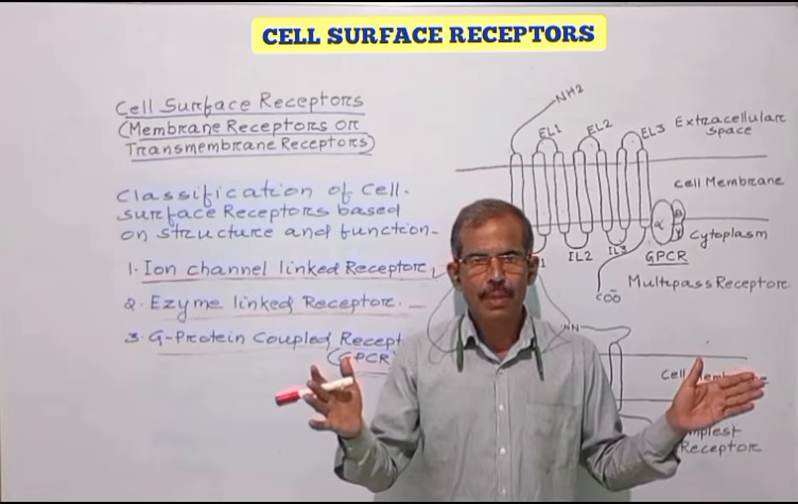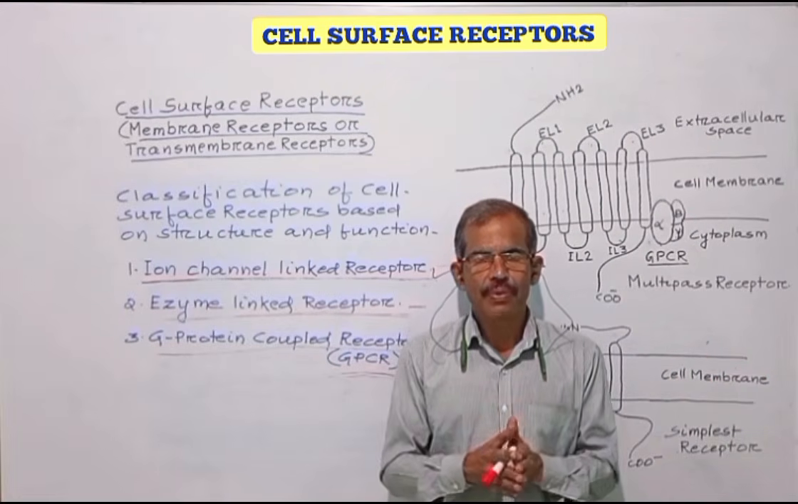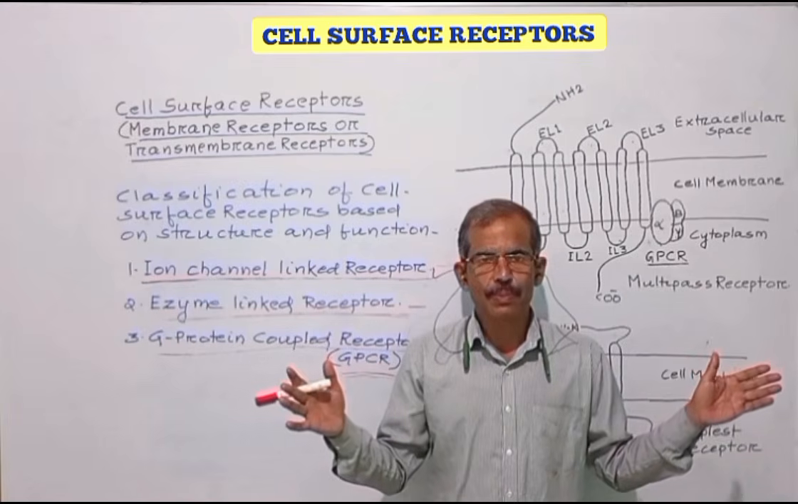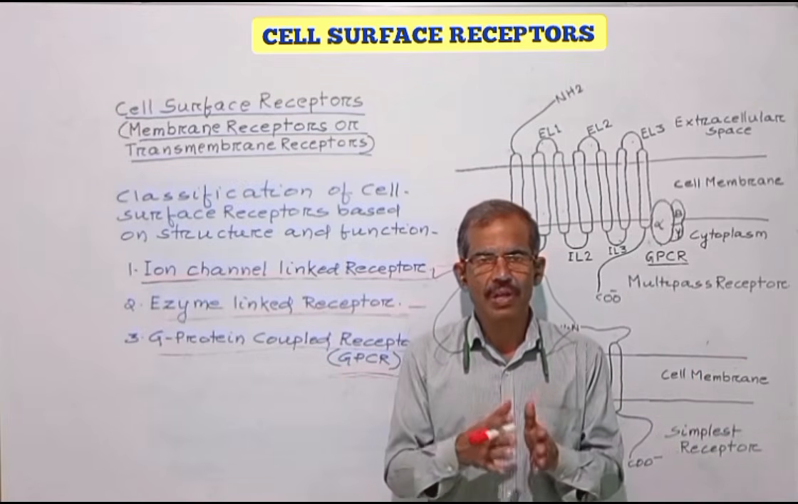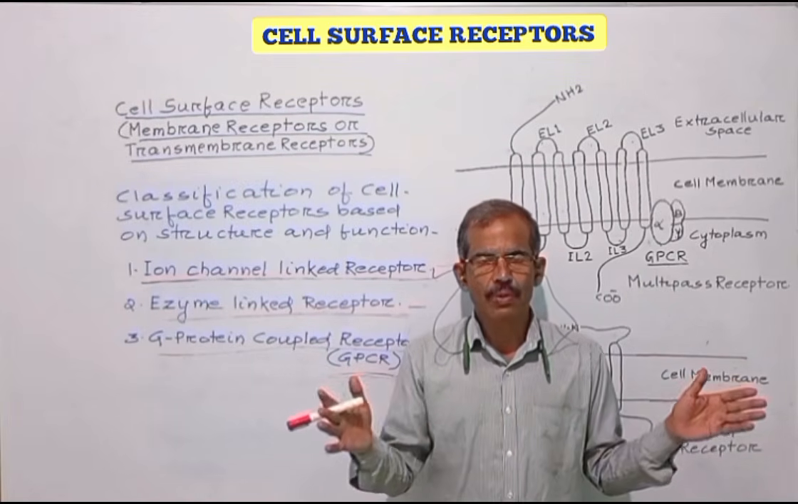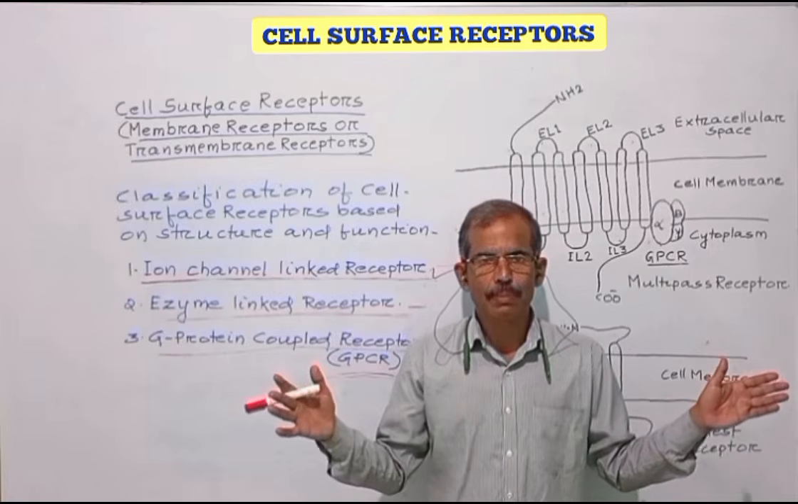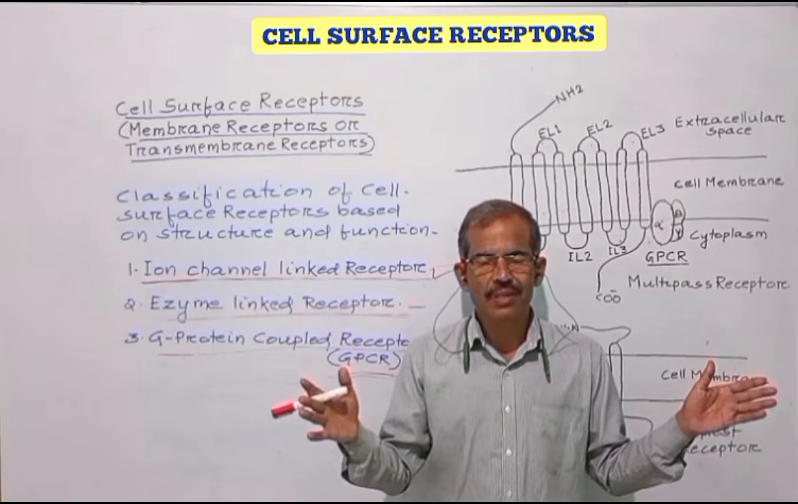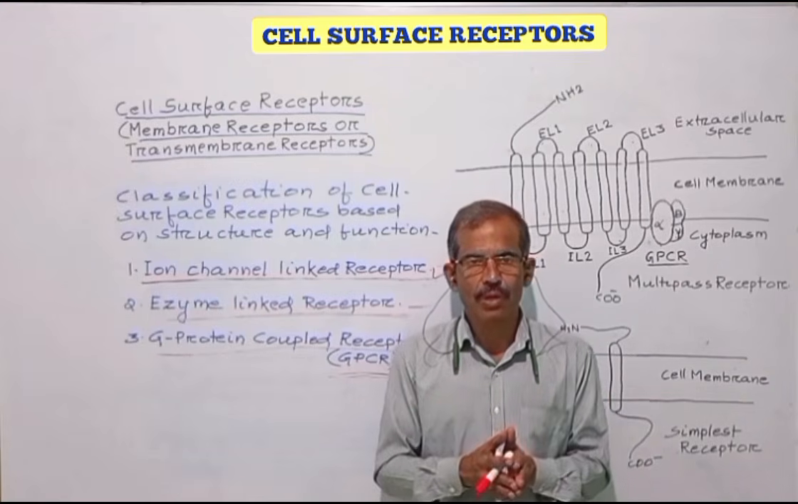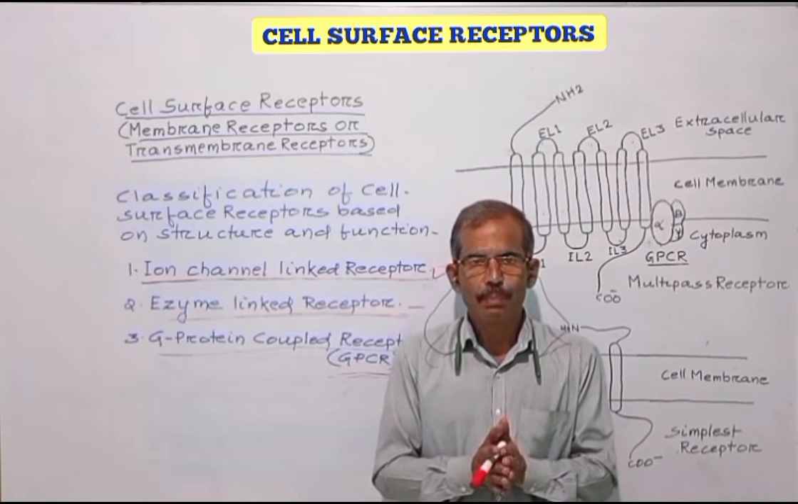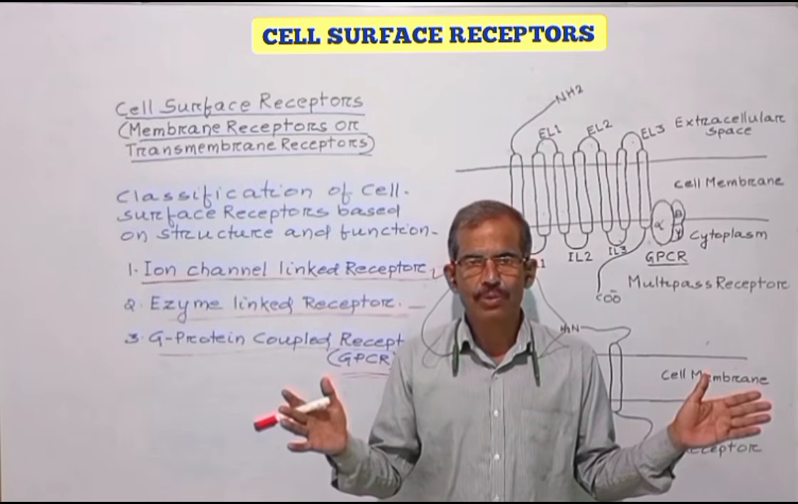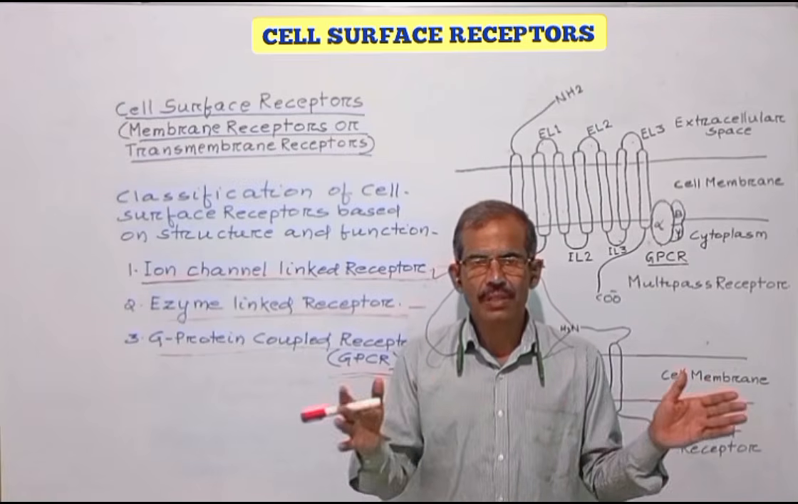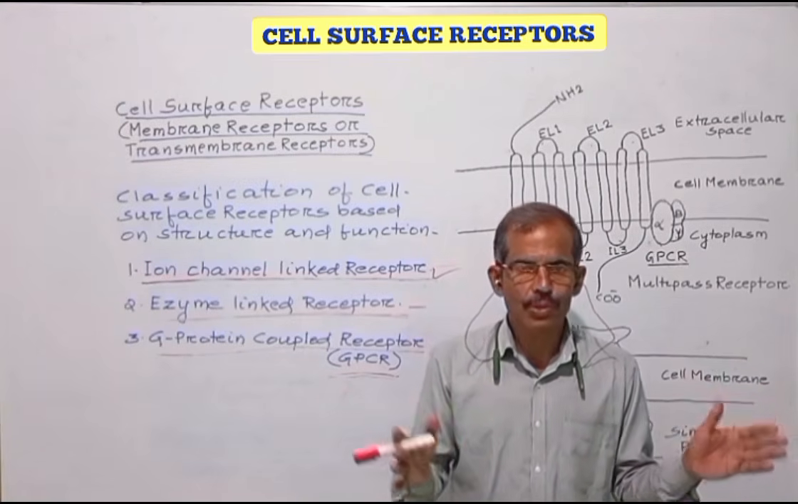A plasma membrane can have different types of surface receptors whose distribution varies depending on the locations of the cell membrane. These receptors often form clusters at specific locations of the membrane. Based on the structure and function, cell surface receptors are divided into three groups.